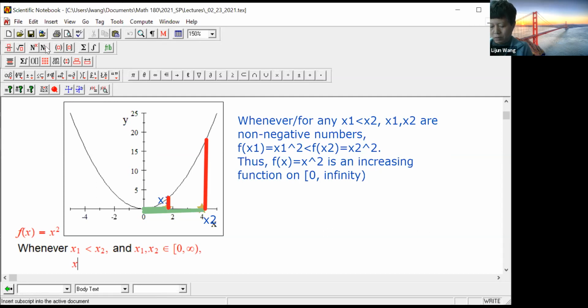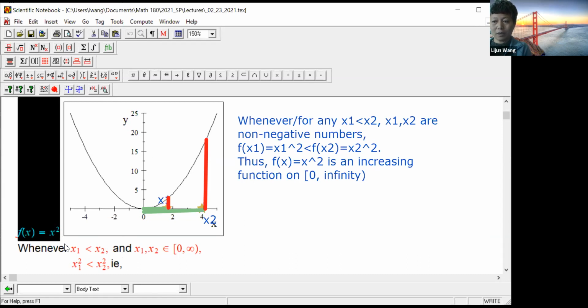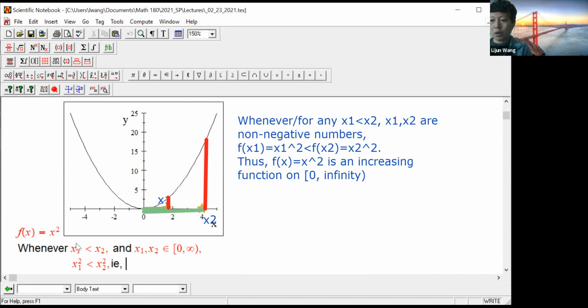x1 squared is less than x2 squared, i.e., okay, why do I quote this? Because that is related to the function, right? I'm referring to the output. So f of x1 is less than f of x2.